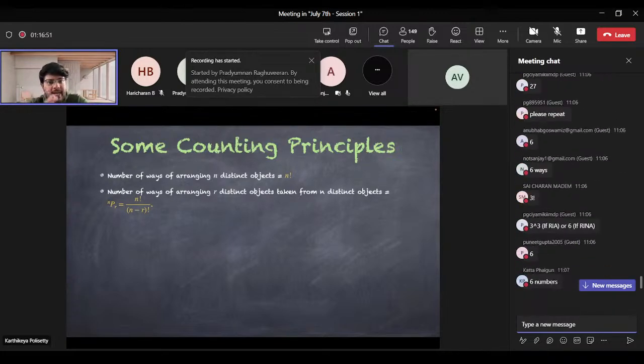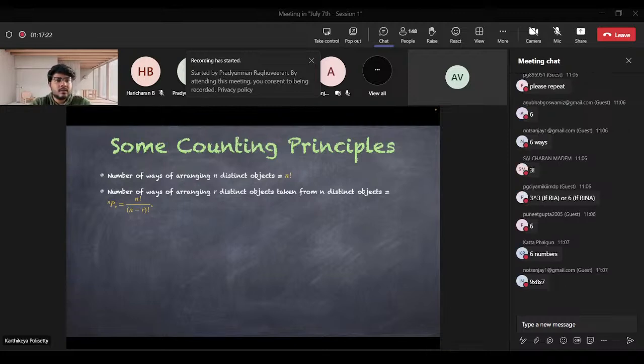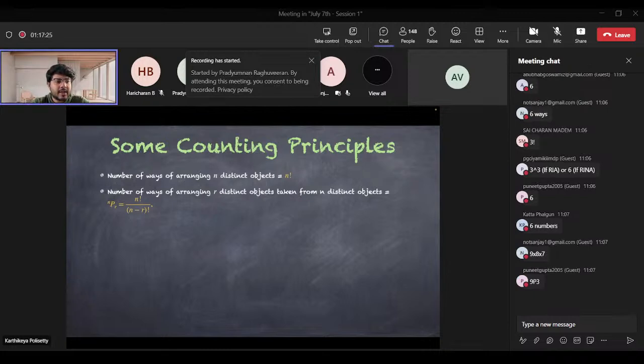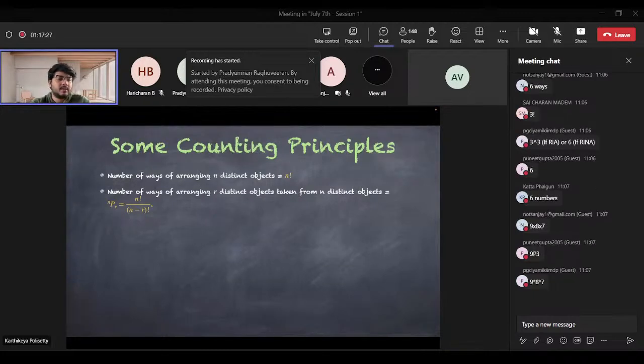Number of ways of arranging r distinct objects taken from n distinct objects such that none of them is repeated. You can do it in nPr ways. So now I am not going to put restriction on the digits. You can take anything from 1 to 9 and you can form 3-digit numbers. Number of ways you can do that. Yeah, it will be 9 into 8 into 7, which is 9P3. Yes.